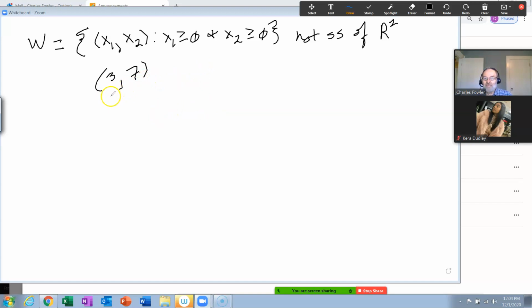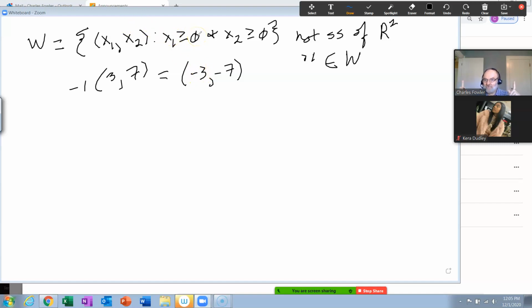Now, remember what scalar multiplication is? If you multiply this by any real number, how about minus 1? That's a real number, isn't it? Minus 4/3 pi would work just as well, but I just chose an easy one, minus 1. Well, what would that give you? That would give you minus 3, minus 7. Guess what? This is not an element of W. Okay? Because W was only this.